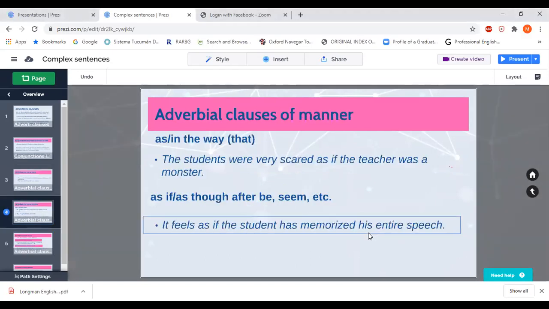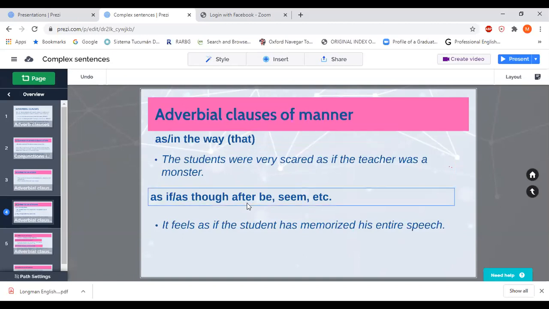Okay. So then we have adverbial clauses of manner, and they typically begin with as or in the way that, okay? This is an example. The students were very scared, as if the teacher was a monster. Sometimes they are, okay? You can also use as if, as though, especially after be, seem, and so on. It feels as if the student has memorized his entire speech. I will need two examples of these adverbial clauses, one with the first structure and one with the second.